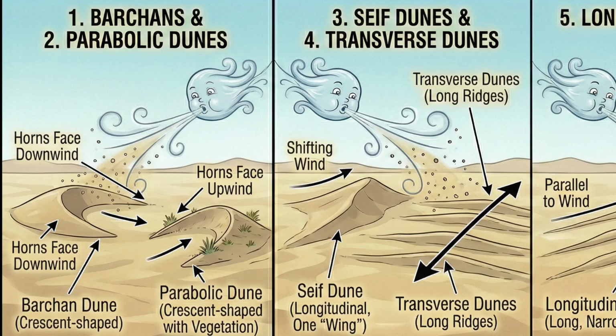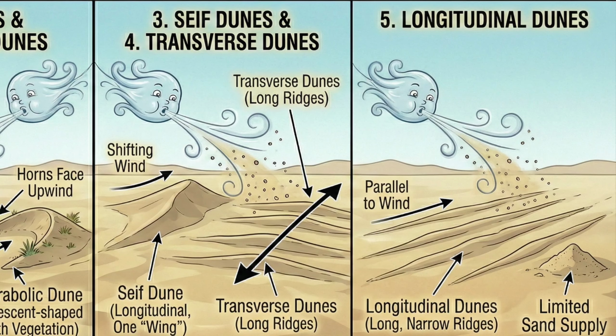Number 2. Parabolic dunes. These are also crescent-shaped but form in areas where sand surfaces are partially covered by vegetation. Their points face upwind, the opposite direction of barchans. Number 3. Seif dunes. These are longitudinal dunes that resemble a barchan but have only one wing or point. They occur when wind directions shift slightly.